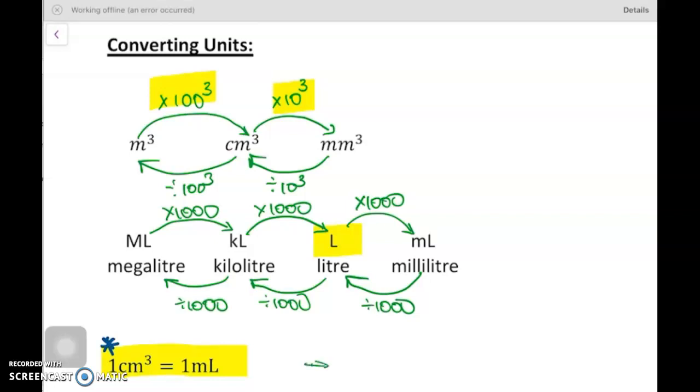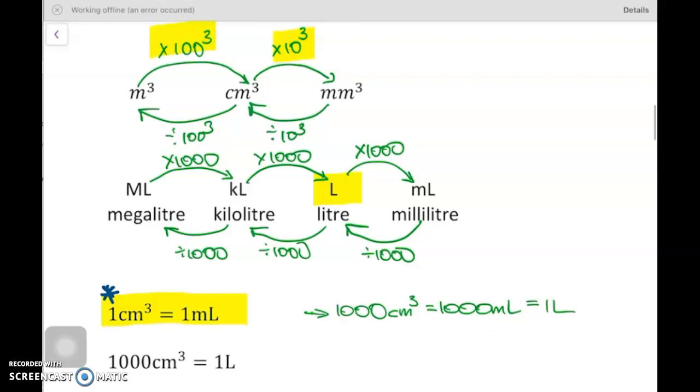The first is when we have 1,000 cubic centimeters. So 1,000 cubic centimeters would be 1,000 milliliters. And we know what 1,000 milliliters is. It's 1 liter. So we can say 1,000 cubic centimeters is 1 liter.